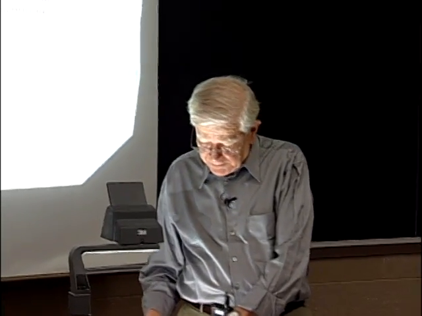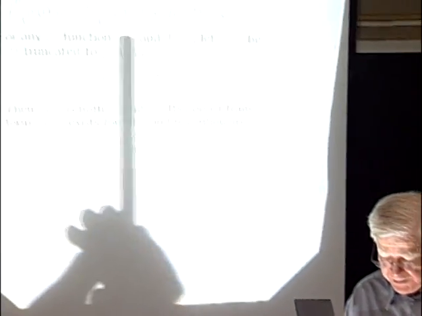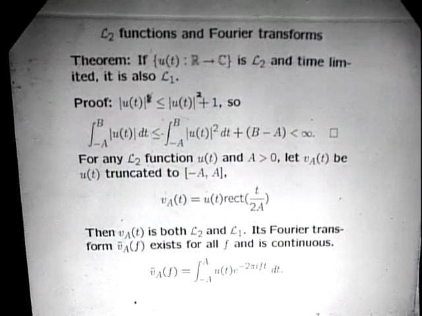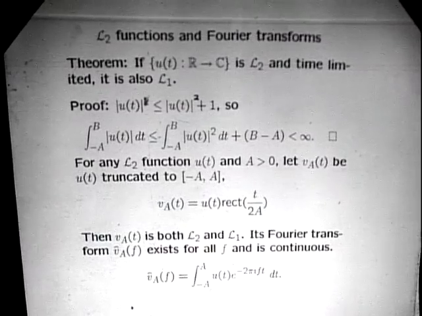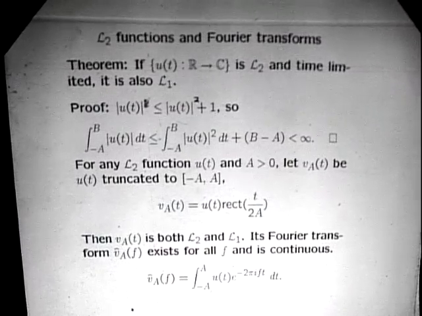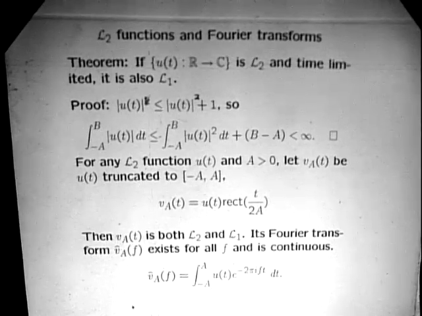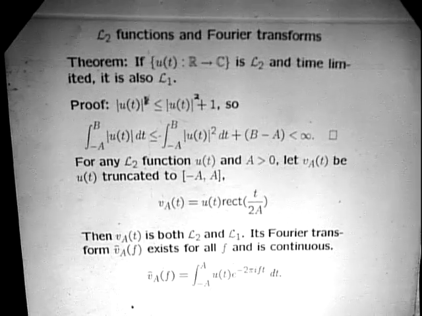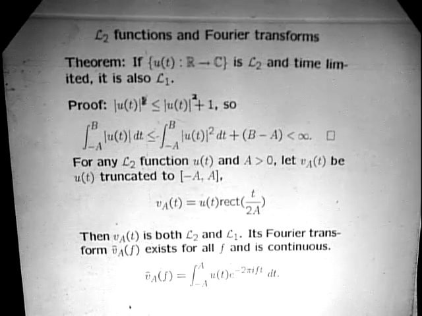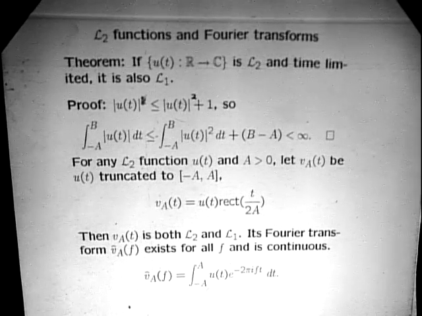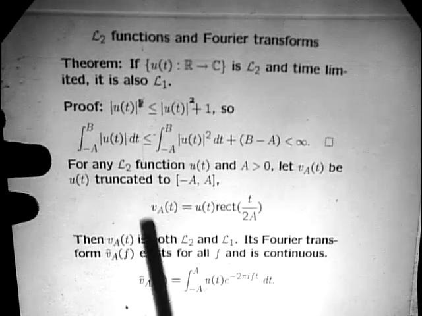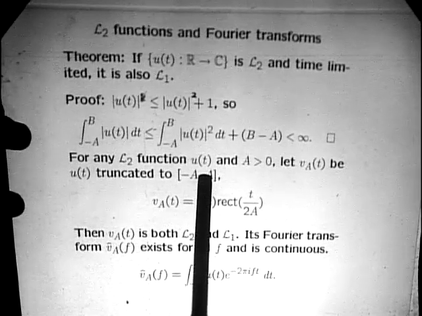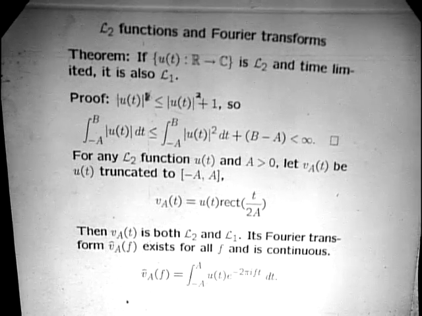Okay, so for any L2 function u of t, what I'm going to try to do now is copy what a guy by the name of Plancherel did a long time ago. Plancherel said, how do I know when a Fourier transform exists or not? I would like to make it exist for L2 functions. How do I do it? Well, he said, the thing I'm going to do is take the function u of t, and I'm first going to truncate it.